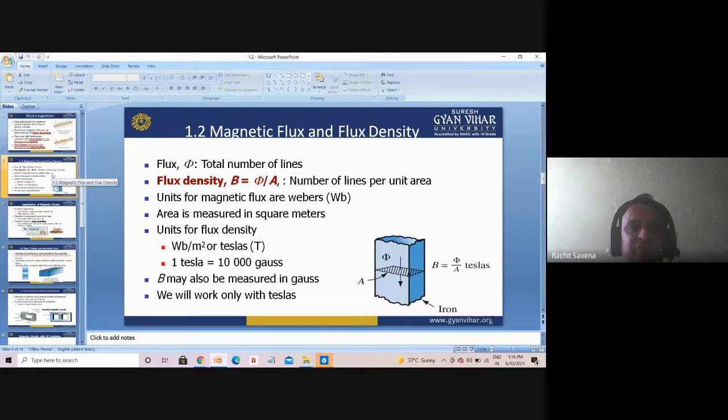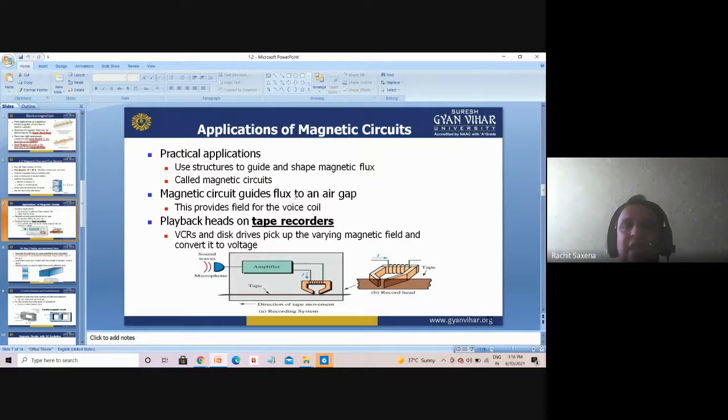Now move forward. Now applications of magnetic circuit. This is a new thing we are going to study today. Application of magnetic circuit, that is, practical application. As I earlier told you, the magnetic circuit is a coupling circuit, an important part in a rotating machine, whether it is a generator or motor. So we need a coupling. Coupling is basically the magnetic circuit. So what are its applications? Practical applications.